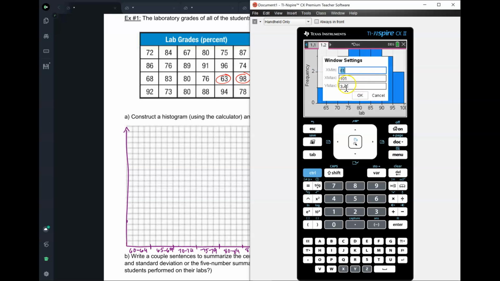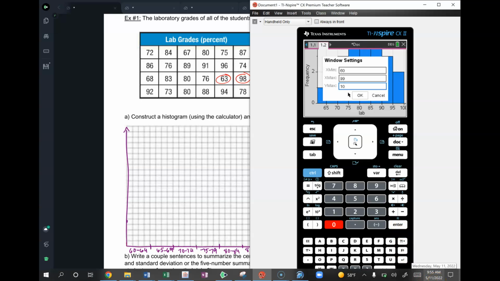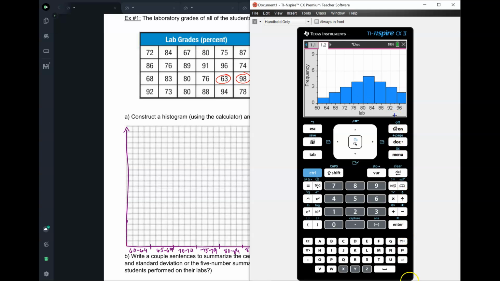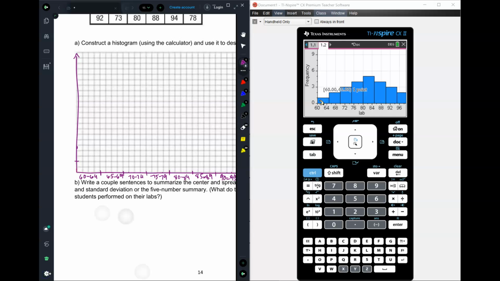Window settings, you want x min to be 60, x max, what was my x max? 99. And here, let's just go up to 10. No. Your data, yes, it's 98. But in here, in my graph, in my axis, I went to 99, right? And y max, let's go to 10. Okay? All right. Questions. So the highest I think is like 3 or 4 or 5 rather.